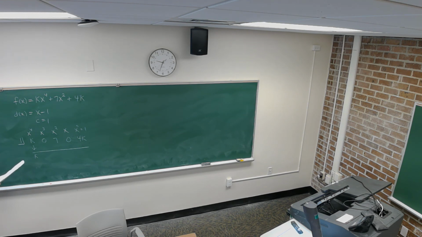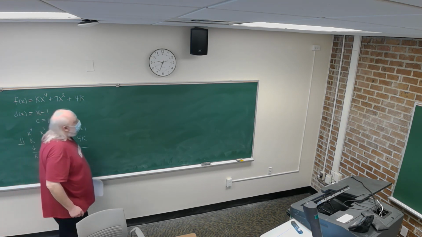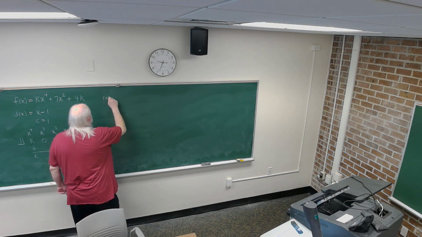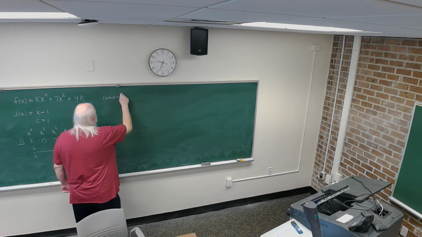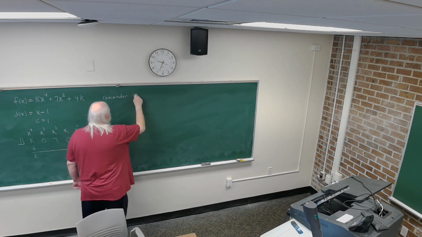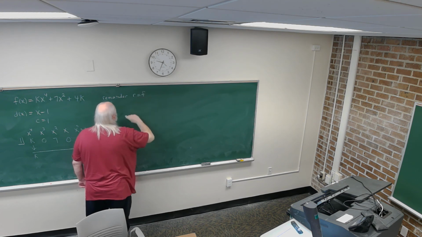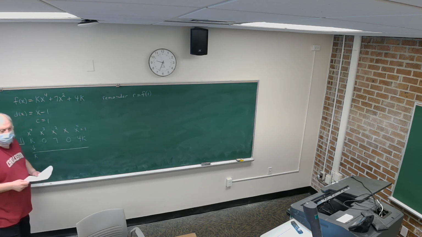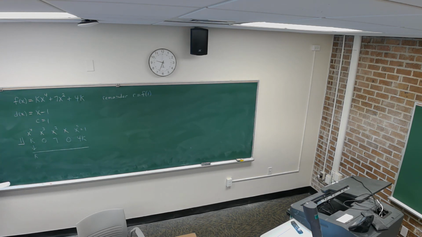Well, the remainder theorem says the remainder r is equal to the value of the function f of x evaluated at c, which is 1. So the remainder from dividing f of x by x minus 1 is equal to f of 1. Okay?